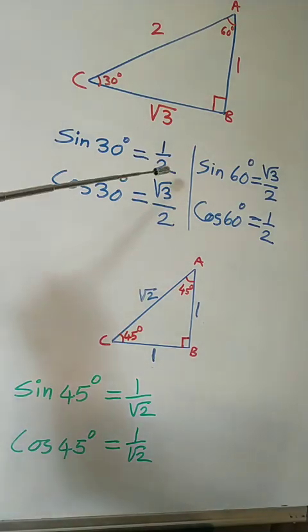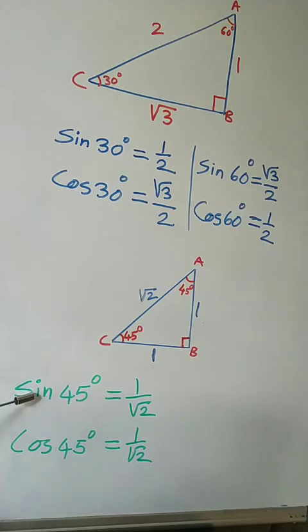These are the values of those various ratios of particular angles. For the first one, we applied the 30, 60, 90 degrees theorem. For the second, we applied the isosceles triangle and the Pythagorean theorem.